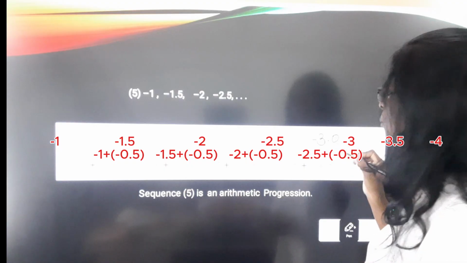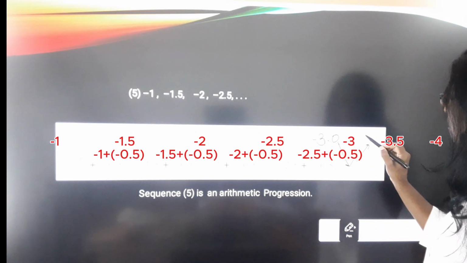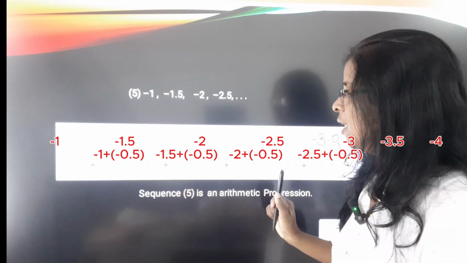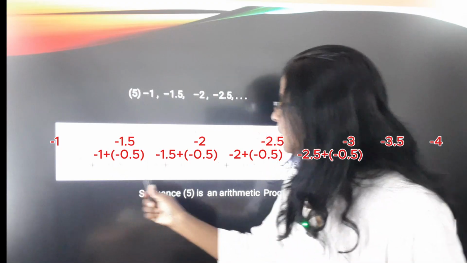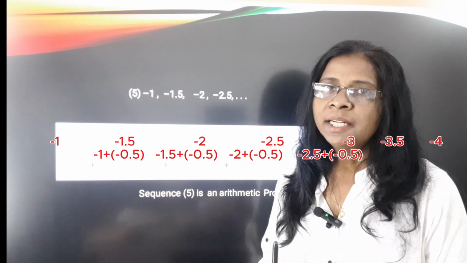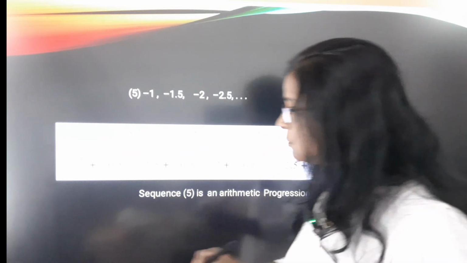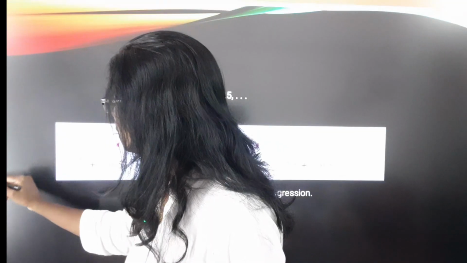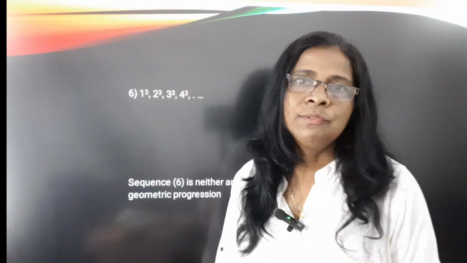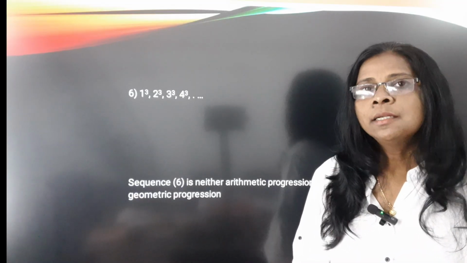That is -3.0, meaning -3. And the next number will be -3.5, students. So in such a way the definite number is added to the previous number, and so it is an arithmetic progression. Okay, students. So in such a way we identify which one is the arithmetic progression, which one is the geometric progression, and which one is not an arithmetic progression.